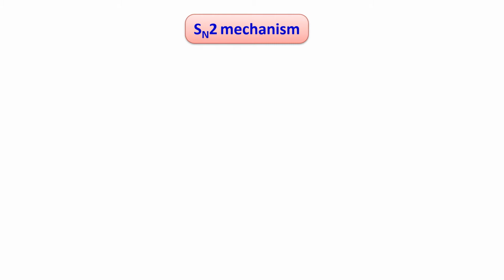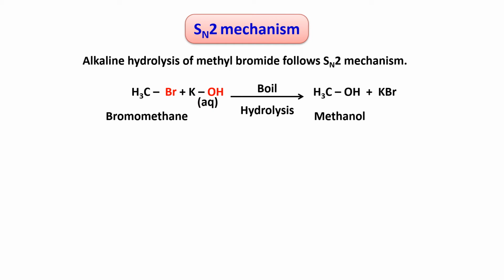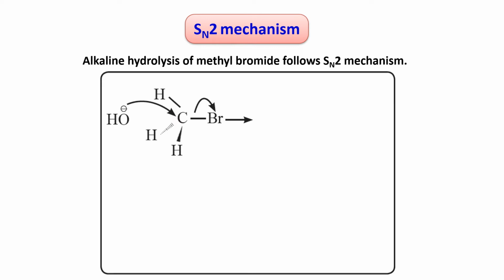Let us first understand SN2 mechanism by taking the example of alkaline hydrolysis of methyl bromide. Methyl bromide reacts with aqueous KOH to form methanol. In this reaction, bromine is substituted by nucleophile OH-. Now let us see how the reaction actually takes place. The nucleophile OH- attacks the carbon of methyl bromide molecule from the side opposite to that of bromine. Here bromine atom is the leaving group.